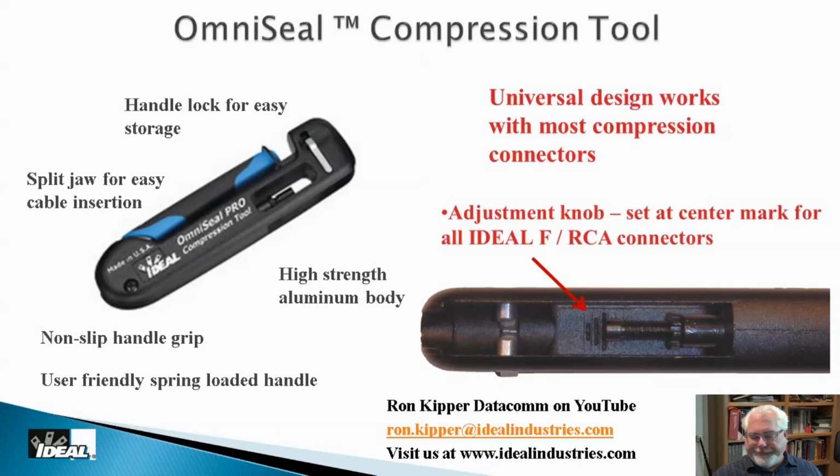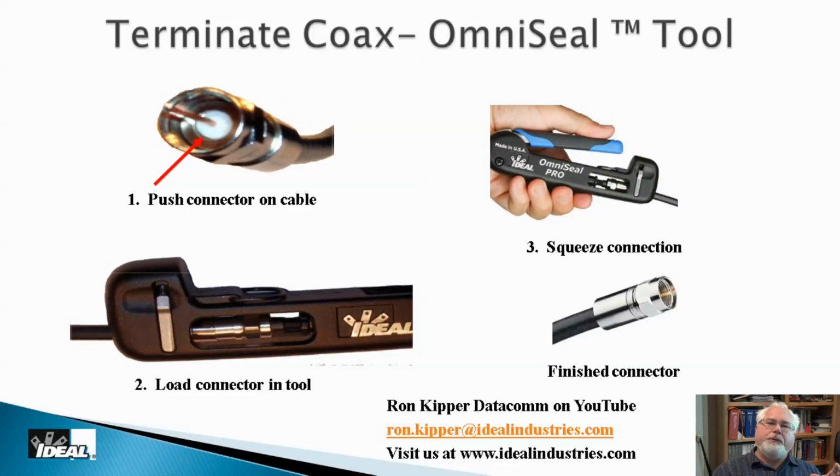And you can buy versions of this that are under $20, and you can find versions of this that are $50, $60 or maybe more. The first thing you do when you terminate a cable is strip the wire. You're going to fold back the braid like we talked about. Then you push the connector on.